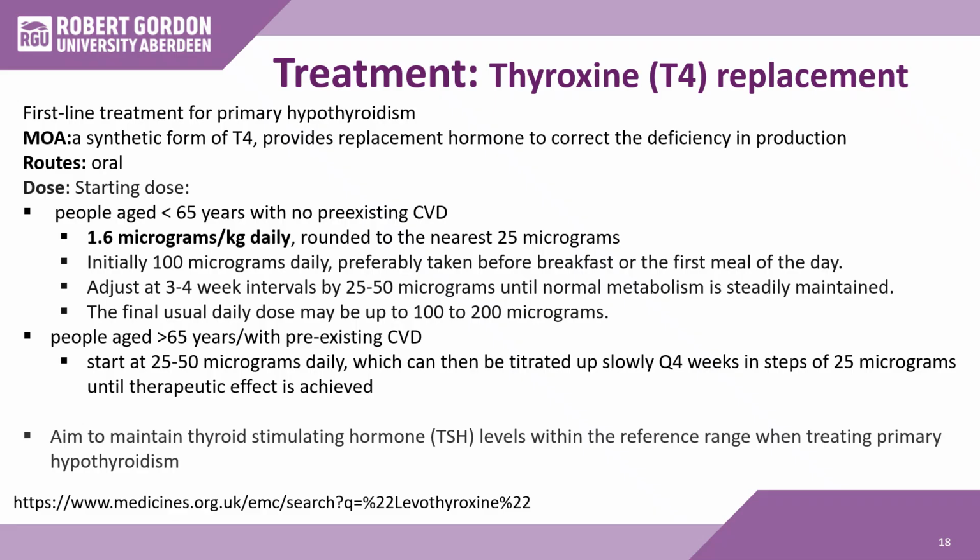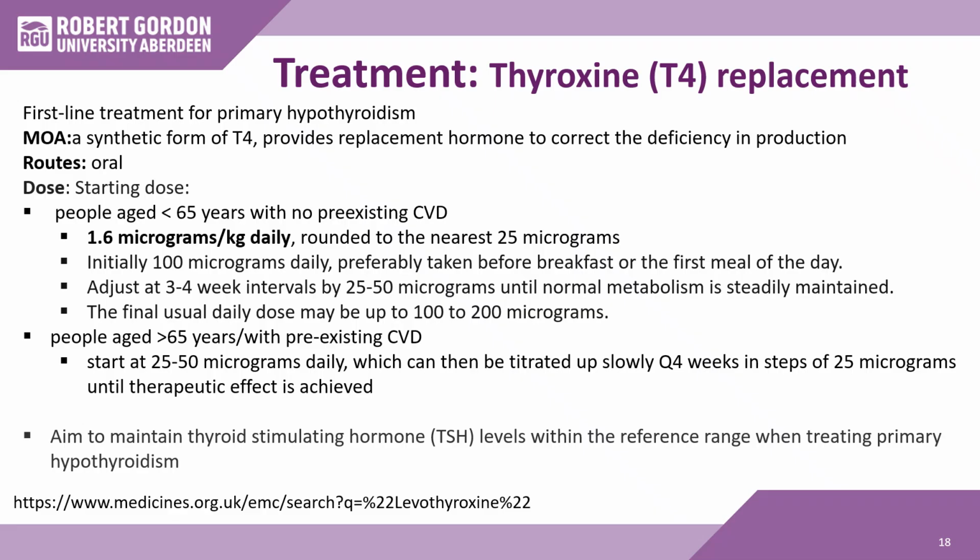I think most of us may have come across this. The starting dose for most people who are below 65 years of age with no pre-existing cardiovascular conditions is 1.6 micrograms per kilogram daily, rounded up to the nearest 25 micrograms. So initially 100 micrograms daily, preferably taken before breakfast or the first meal of the day.